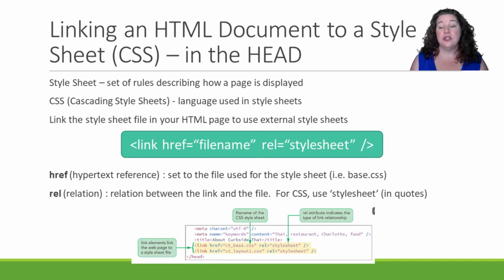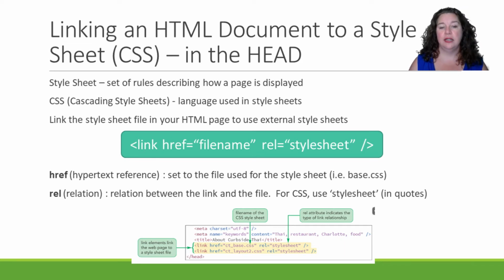We like to call those external style sheets, and we'll talk about the different types of style sheets in the next slide or two. But for this one, a basic style sheet, a cascading style sheet is a specific language used in style sheets. So a style sheet is just a set of rules, but CSS or cascading style sheets is the language that is used in style sheets that we use to describe things. What we do is in our HTML page, we are going to link the style sheet to our HTML page so that when the HTML page gets run, it will find that link and it will go load in all of those styles that we need.